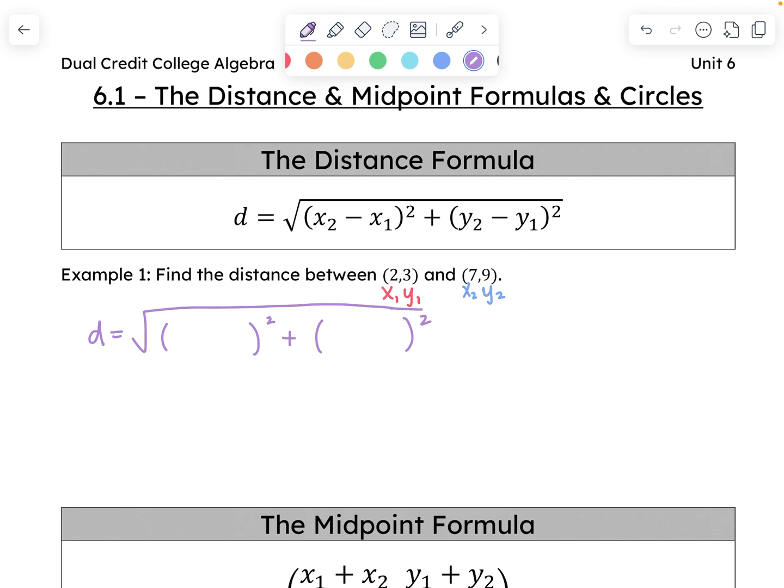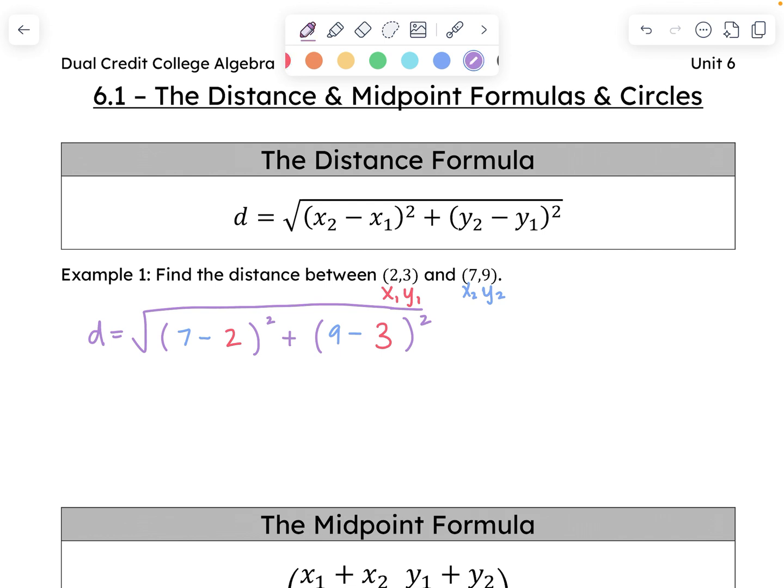The first parentheses is x2 minus x1, so that would be my 7 minus my 2. And then the second parentheses is y2 minus y1. So that would be 9 minus my 3. Be careful that you're keeping these straight when you are looking at your points. So since we started with that 7 for our x2, we got to make sure that in our second parentheses we start with that 9 for our y2. We got to make sure everything lines up properly.